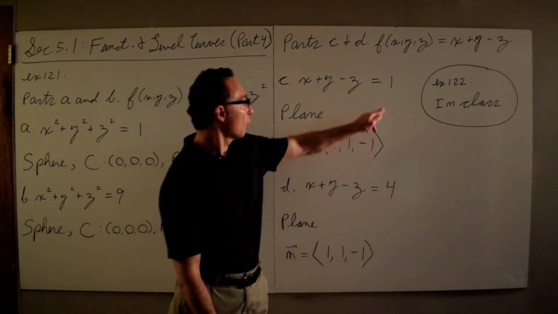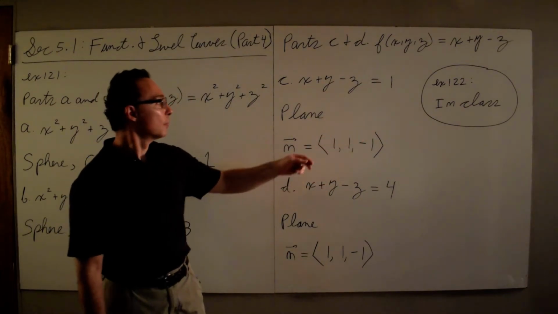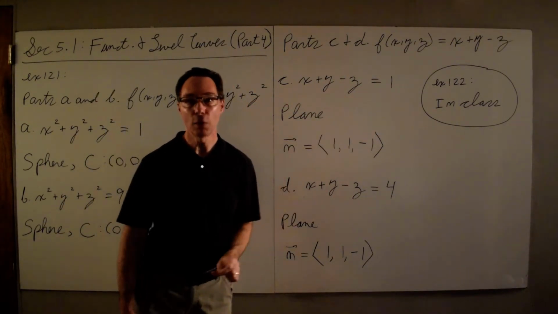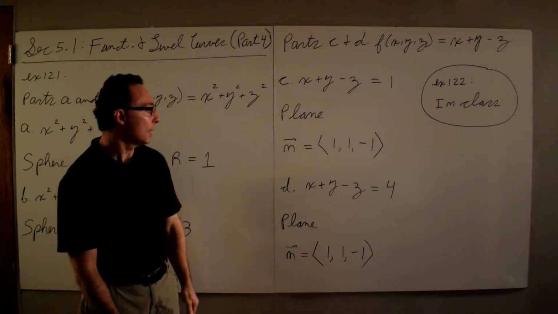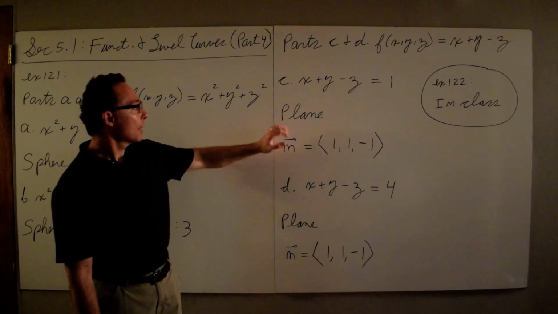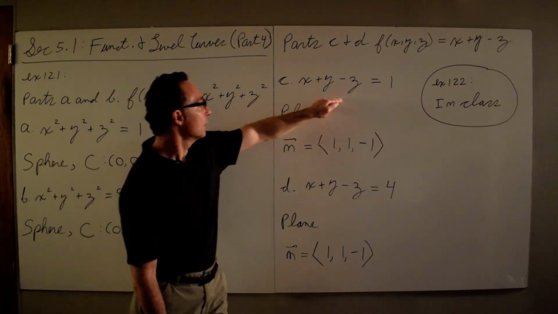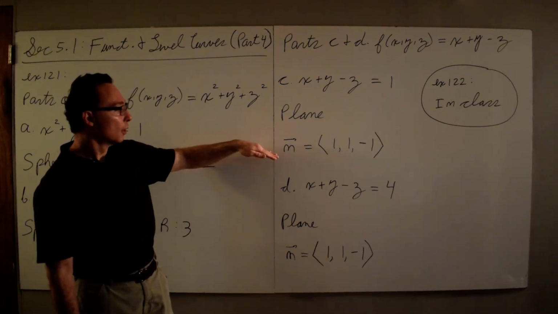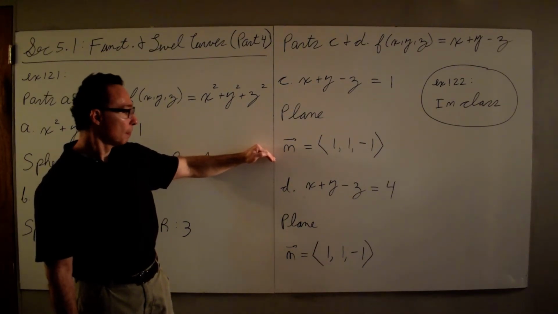So we're going to hold our fourth variable, call it w, equal to 1, and we have x plus y minus z equal to 1. Well, that's a plane with normal vector 1, 1, negative 1, and passing through a point. Find a point that satisfies this equation. And so you just have a plane with normal vector 1, 1, negative 1.